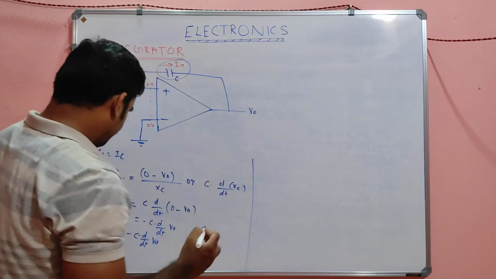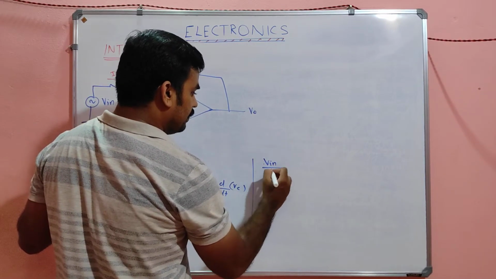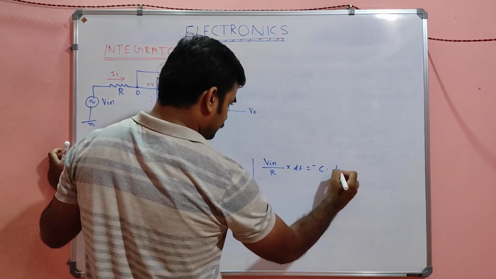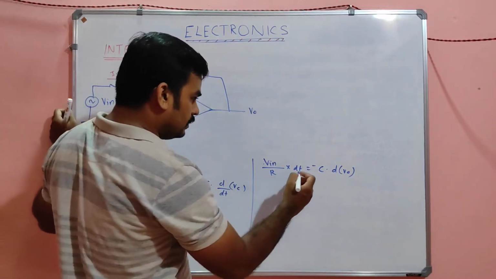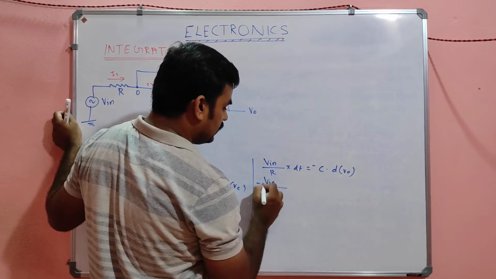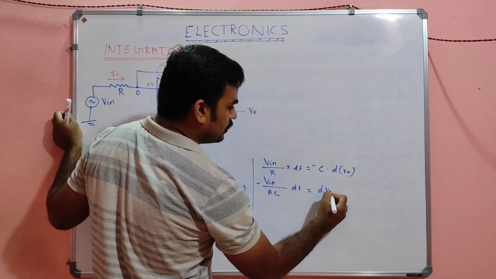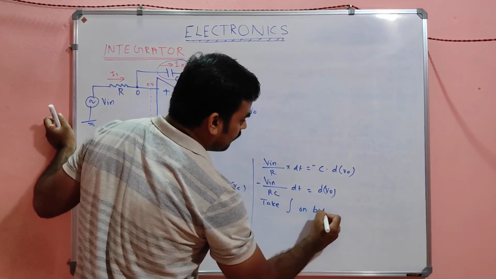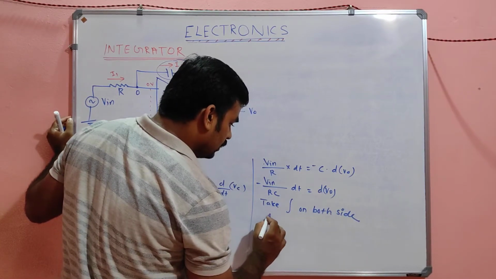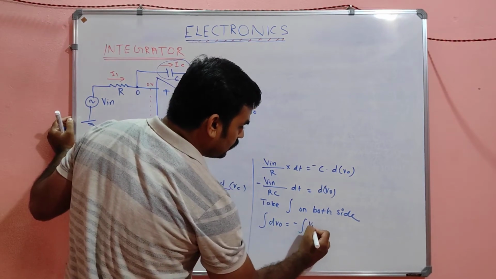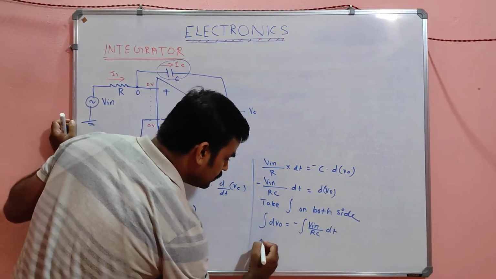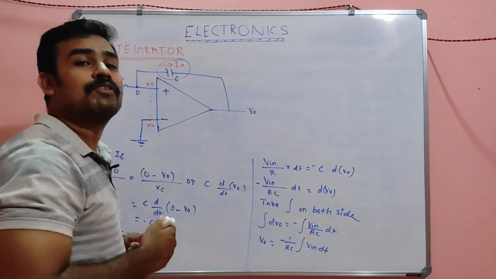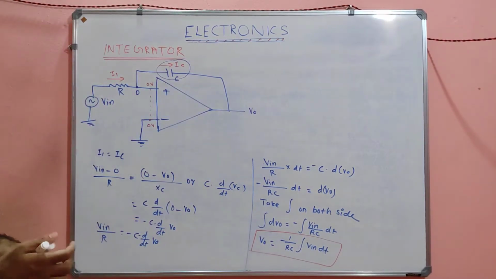In other words, V input divided by R into dt is equal to minus C into dV0. Or V input divided by RC, with a minus sign, dt is equal to dV0. If you want to find V0, the output voltage, take integration on both sides. So integral of dV0 is equal to minus integral of V input divided by RC dt. In other words, V0 is equal to minus 1 by RC integral of V input dt. This is the expression of the output voltage of an integrator.